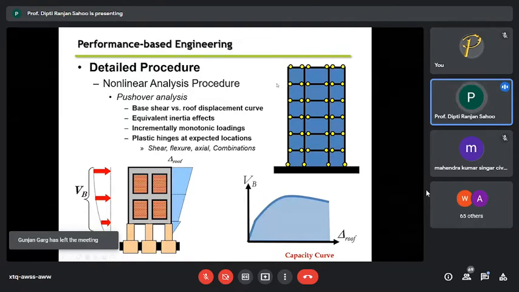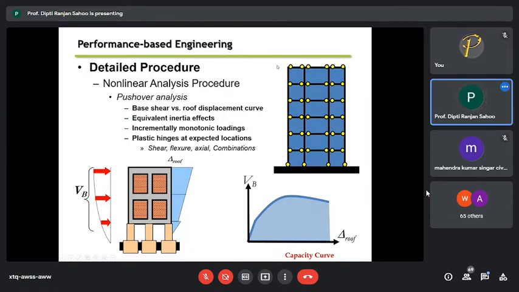So I can assume that profile is parabolic, and then if it is 10, it is 0, I can apply that profile only. Keeping 10 here, then automatically if I define that profile as parabolic or linear, it will calculate what is the displacement here, what is the displacement here, what is the displacement here.